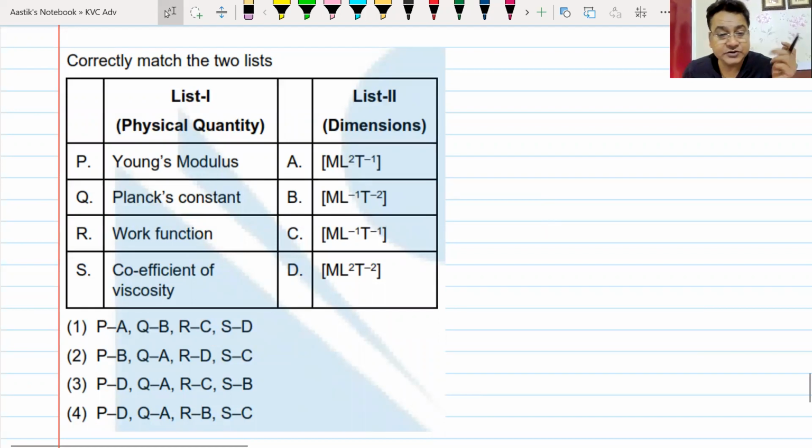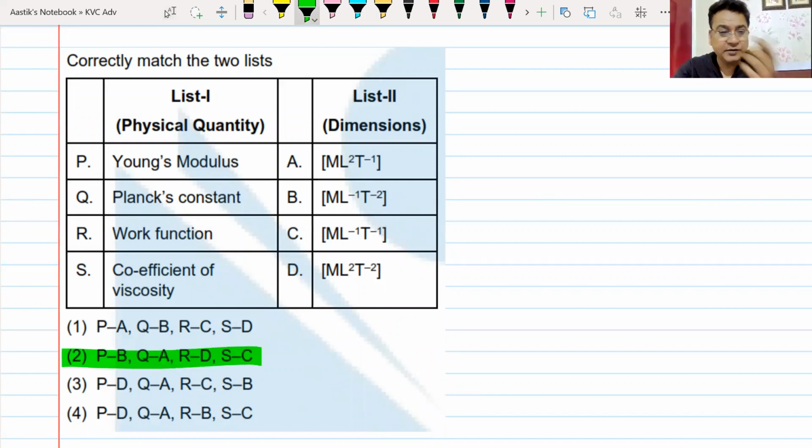This is a question from my favorite topic. I give you a minute to give me the answer. You can see when there are no calculations, the answer comes very fast. Option 2, I will not elaborate on this further because this is a question on units and dimension. If you don't know the units and dimension, there is no point of doing physics at all. Let me take you to the next question.